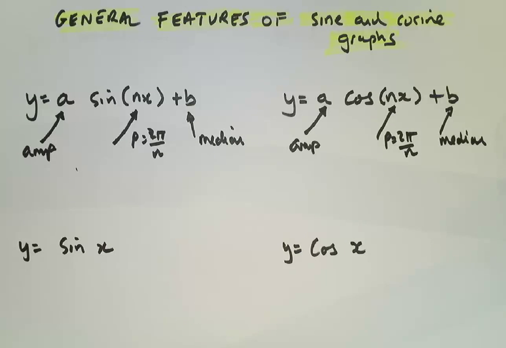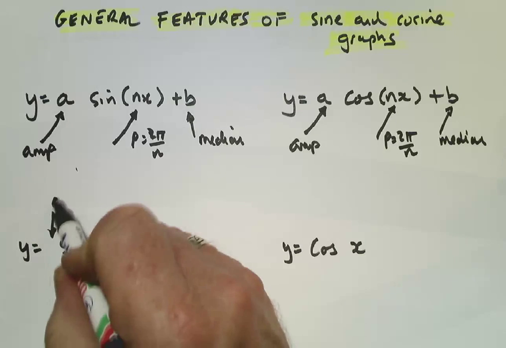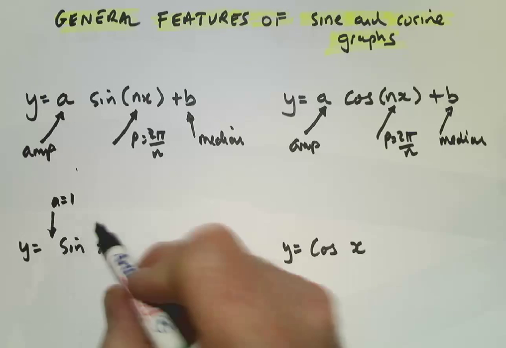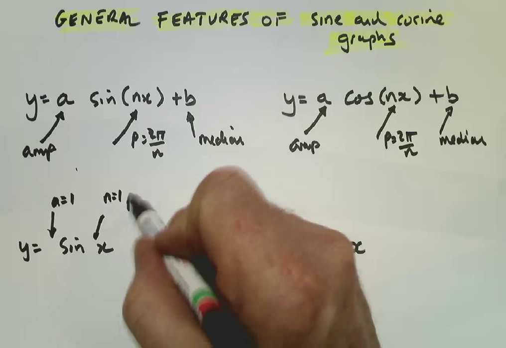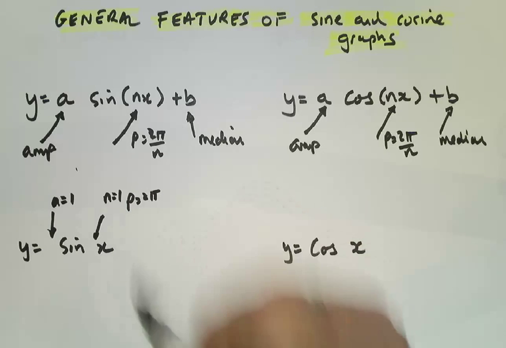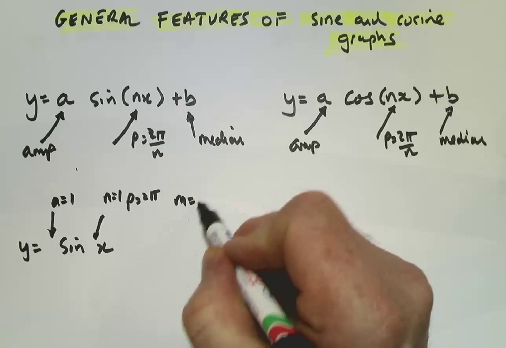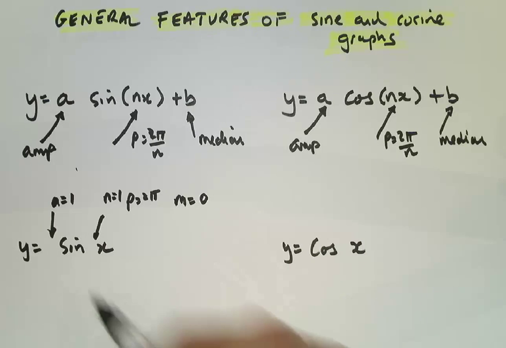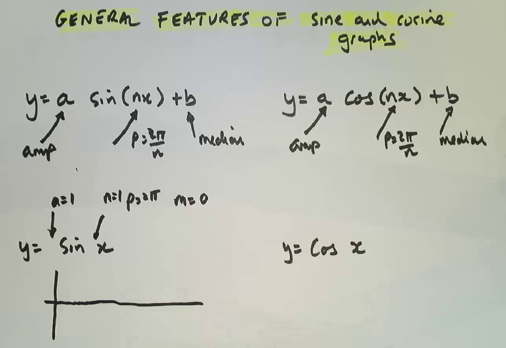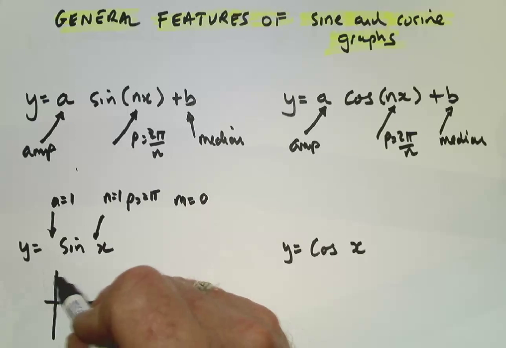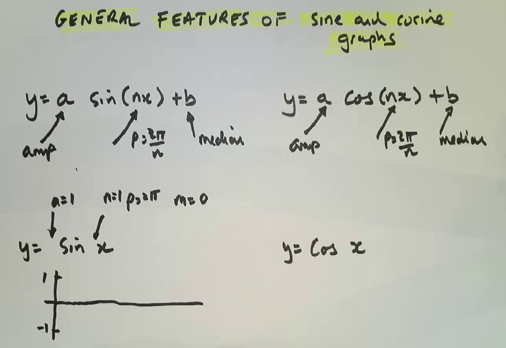Okay, some examples. Y equals the sine of x, which means that the amplitude is 1. N is equal to 1, so the period will be 2 pi divided by 1, which is 2 pi. And in this particular case, our median is equal to 0. So our curve will go from -1 up to +1 because it's an amplitude of 1.